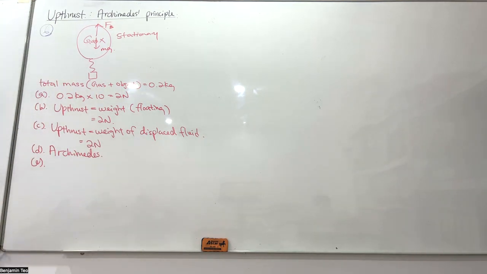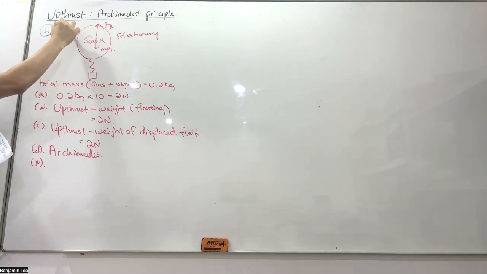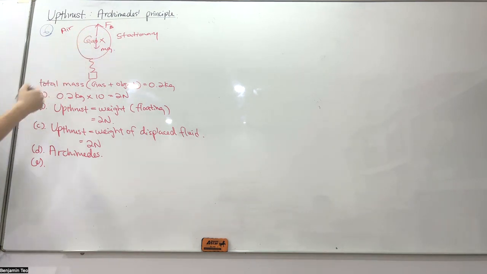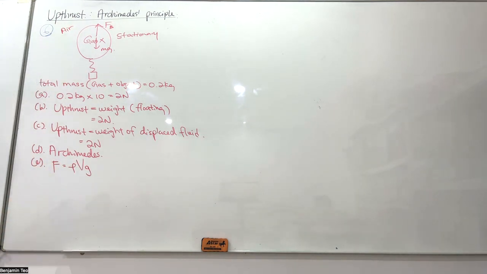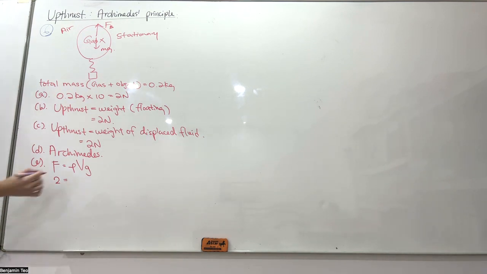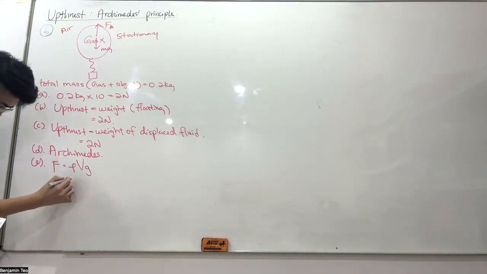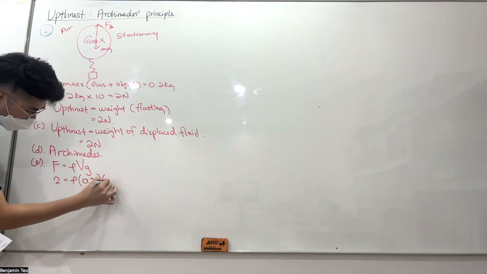And E, what is the density of air being displaced? The atmospheric air, not the gas X. So first I need to know the volume displaced. From this, F equals rho Vg. Oh sorry, they want to find density. So the volume is 0.2, times 10.